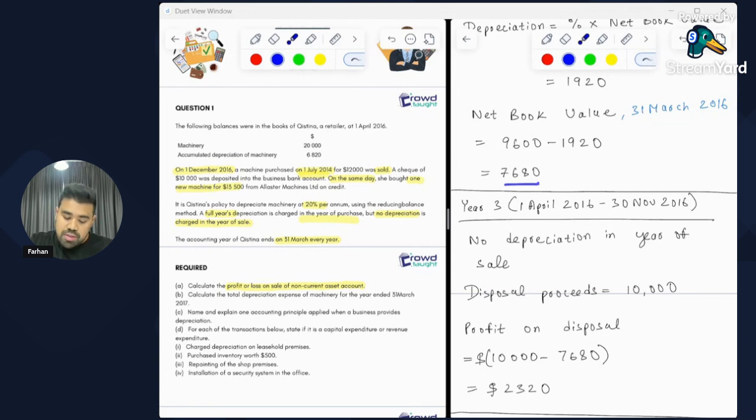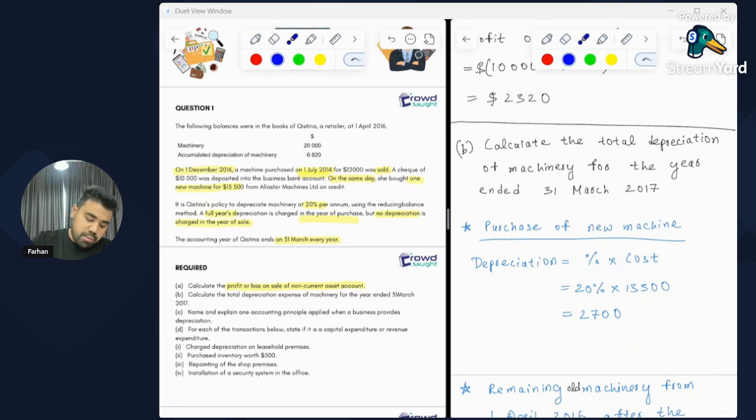And we ended up selling it for $10,000, right? So what does that tell you? We had sold it for more than what it was worth, right? So that means we have made a profit. So the profit on disposal in this case is simply the difference between $10,000, the money that we got by selling the machine, and the value we had for the machine, which was 7,680. So the profit on disposal or the profit on sale of the non-current asset comes out to be $2,320. All right? So I believe you are clear with this. Now, let's move to the second part of the question.